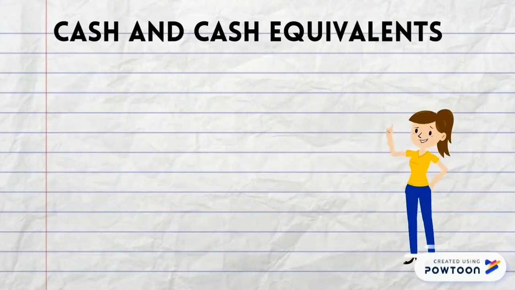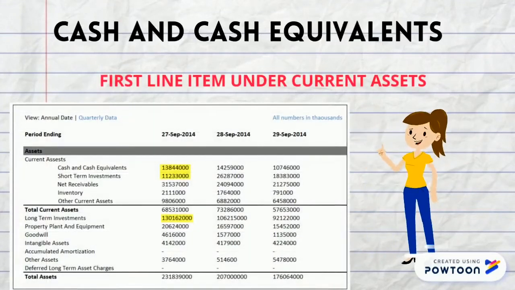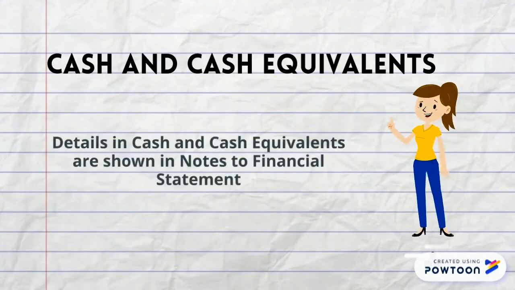The caption cash and cash equivalents should be shown in the first line item under current assets. This caption includes all cash items such as cash on hand, cash in bank, petty cash fund, and cash equivalents, which are unrestricted in use for current operations. Details comprising the cash and cash equivalents should be disclosed in the notes to financial statements.